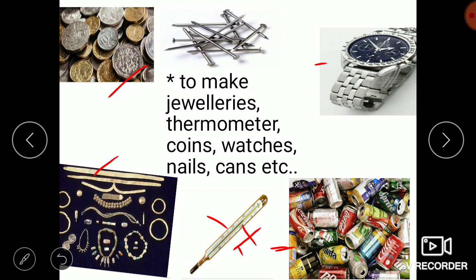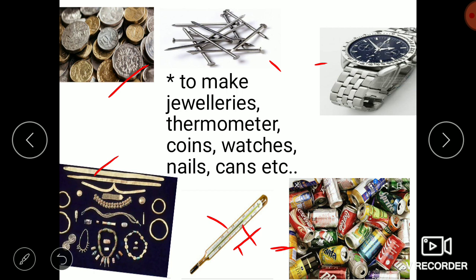If you remember earlier, in ancient times, copper coins were available. So copper is a metal, it is being used to make coin. Then there were silver coin, gold coin. Nowadays we are getting zinc coin, steel coin, etc. The small nails are made up of iron. In watch we get the iron instrument, like iron tools are there.